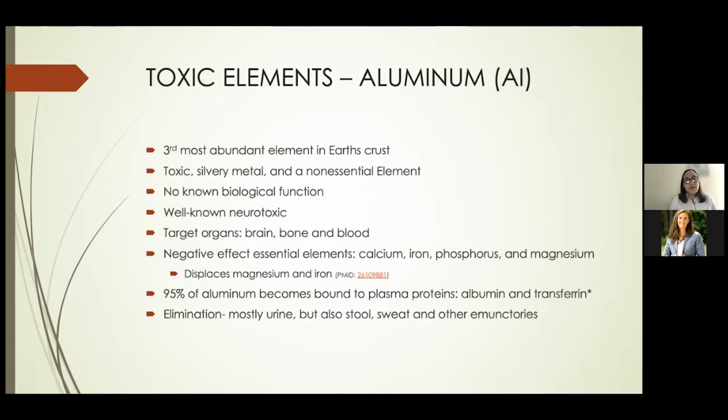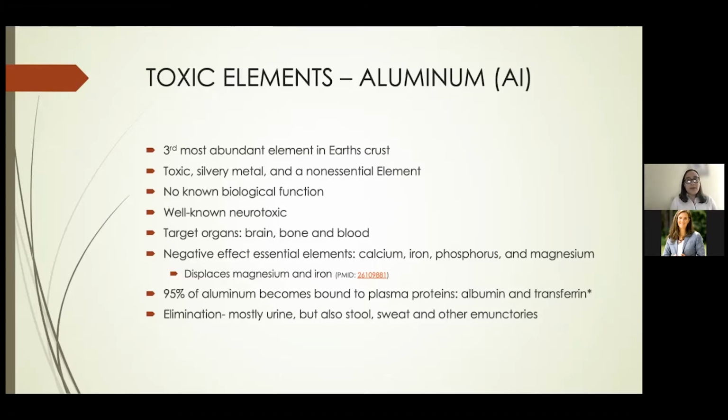So let's start with our first toxic metal, aluminum. Aluminum is the third most abundant element in the Earth's crust. It's toxic, it's a silvery metal, and it's non-essential. What does that mean? It means it has no known biological function. It is also a very well-known and well-documented neurotoxin.